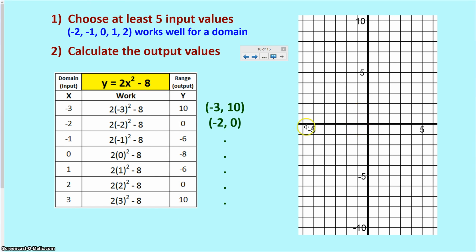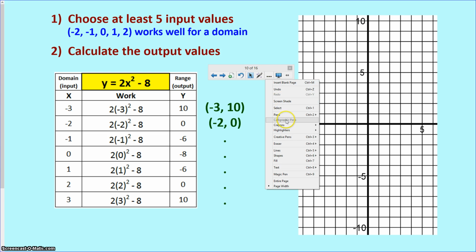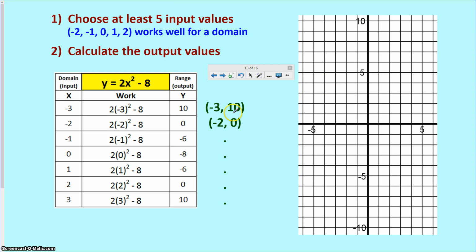Okay, we have -3, 10. So now that I have coordinates, I can go ahead and plot them on this graph, and this is going to look a little bit different than anything you've done in a while. So this says -3, 10, so I go left 3, up 10, make a dot. Next one is -2, 0, then -1, -6, then 0, -8.